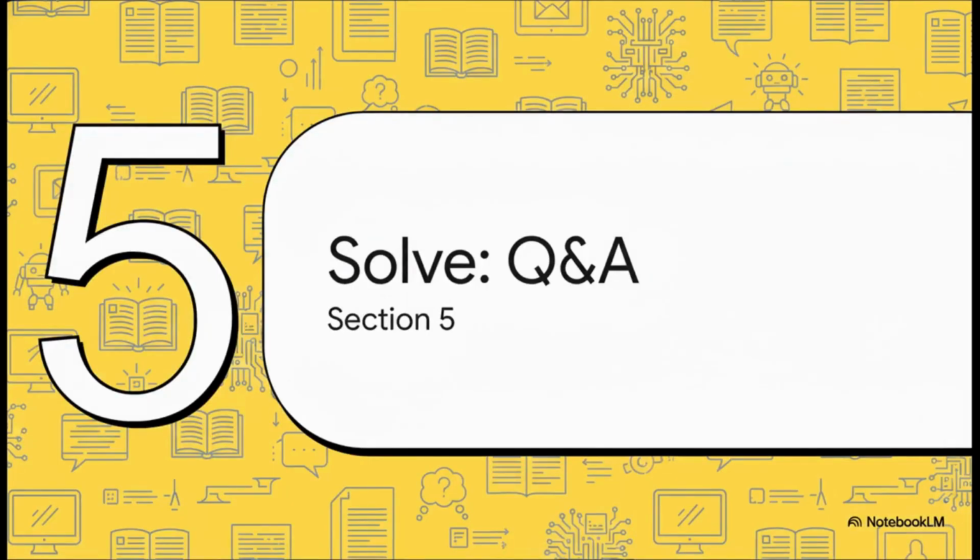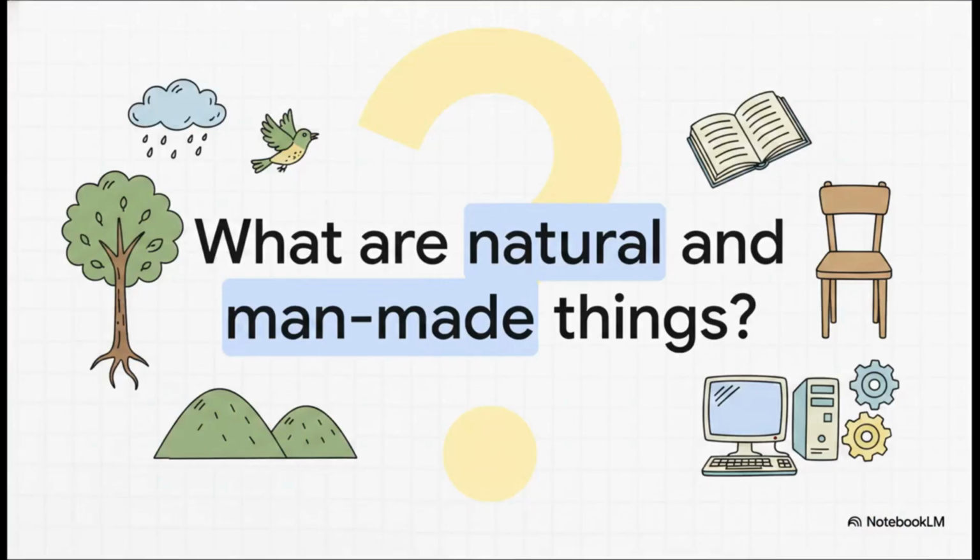Next up, section 5. Let's solve the Q&A. The first 2 questions ask us to define and give examples for both natural and man-made things. Remember our earlier definitions? Natural things are created by nature, like trees and birds. Man-made things are crafted by human beings, like the chair you're sitting on or the book we're reading right now. It's really great to see how the concepts easily turn into perfect answers.